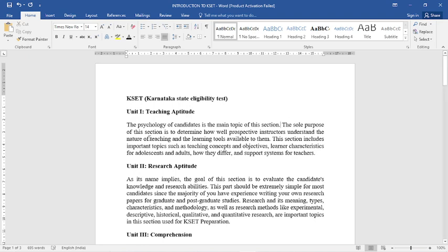The sole purpose of this section is to determine how well prospective instructors understand the nature of teaching and the learning tools available to them. So in teaching aptitude, we need to learn how to teach students, from small children to adolescents. There are different teaching methods. If we are dealing with a class, how do we deal with those students? If they are creating some noise, how are we going to handle them? If they are giving a good answer, how are we going to support them? All these things will be covered in teaching aptitude.